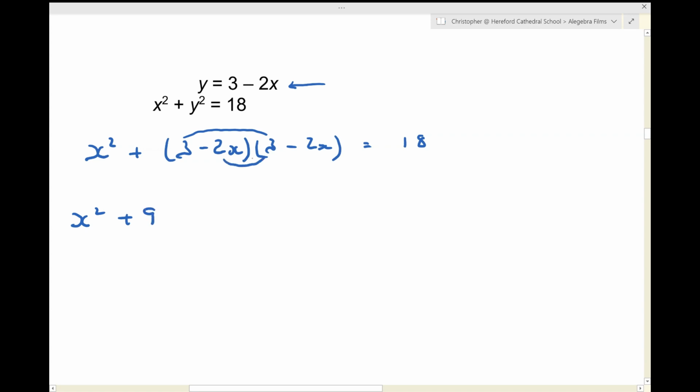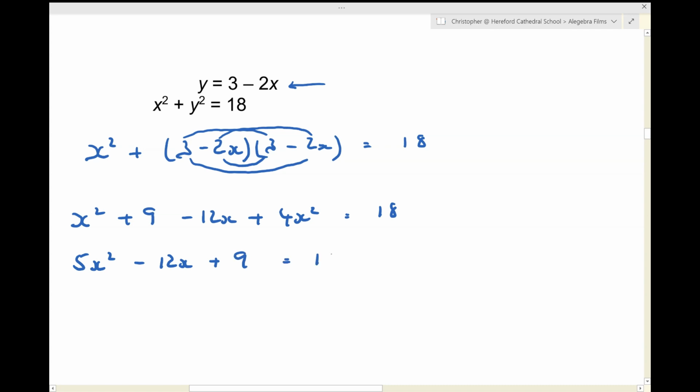Right, I've got minus 6x, and minus another 6x gives me minus 12x. And then I've got minus 2x multiplied by minus 2x gives me plus 4x squared. And that equals 18. Tidy up the left-hand side: 5x squared minus 12x plus 9 equals 18.